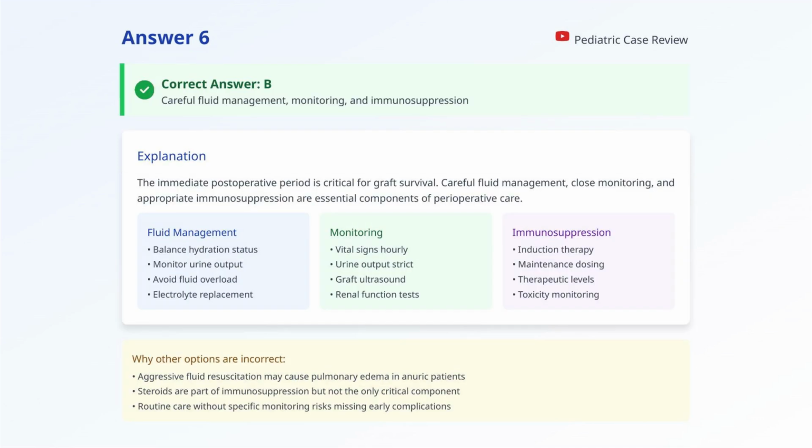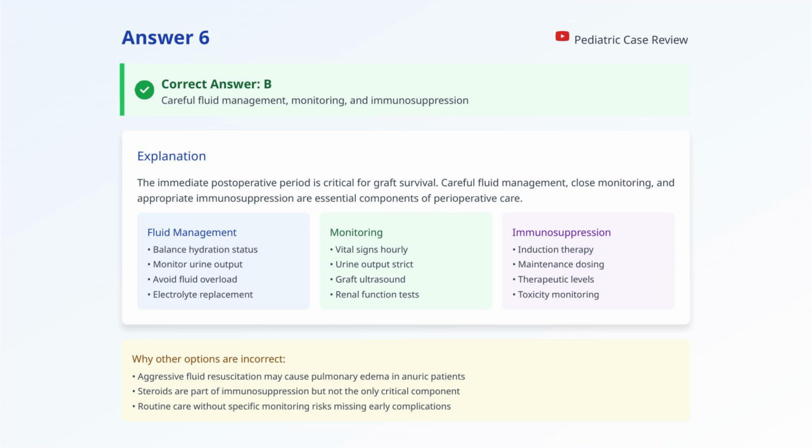The correct answer is B, careful fluid management, monitoring, and immunosuppression. The immediate postoperative period is critical for graft survival. Careful fluid management, close monitoring, and appropriate immunosuppression are essential components of perioperative care. Fluid management involves balancing hydration status, monitoring urine output, avoiding fluid overload, and electrolyte replacement.